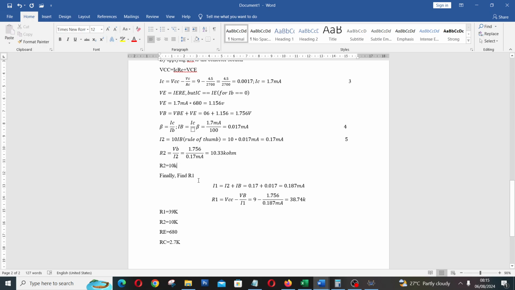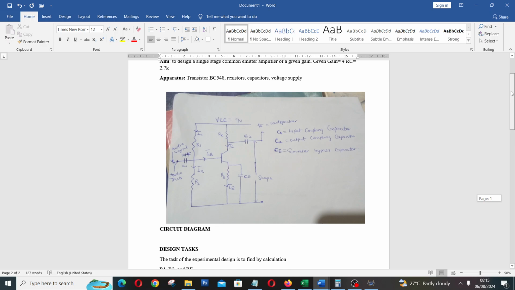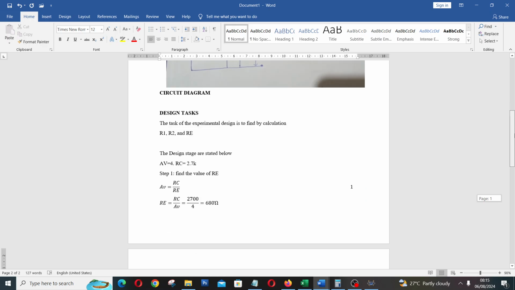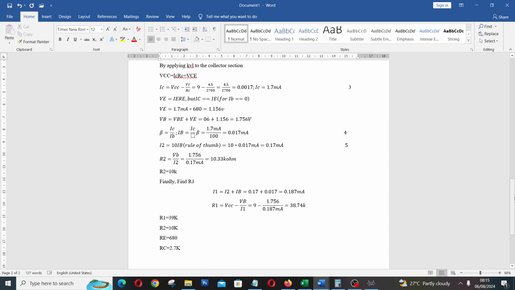So finally we need to find R1. If you go to the circuit diagram, you see that I1 equals I2 plus IB, if you apply Kirchhoff's current law. I1 is equal to I2 plus IB, which is 0.17 plus 0.017. So I1 is 0.187 milliamps. From there we can find the value of R1. R1 is VCC minus VB over I1, which is 9 minus this.